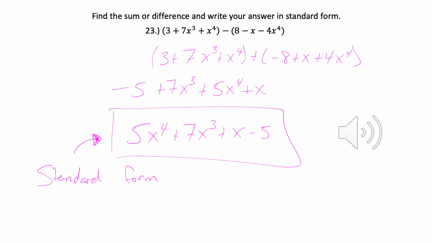When we then combine like terms, I would get -5 plus 7x to the third plus 5x to the fourth plus x. But because the answer says it wants it in standard form, I need to rewrite it with the highest exponent on the left decreasing all the way to the right to get to our constant. So our answer is 5x to the fourth plus 7x to the third plus x minus 5.